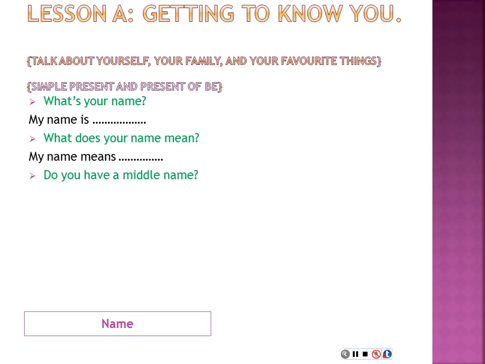So here, do you have a middle name? هل لديك أو هل عندك اسم أوسط؟ Middle أوسط. Middle name usually هو اسم الأب. So do you have a middle name? Yes, my middle name is, for example, John. My middle name is Michael. My middle name is Muhammad. My middle name is Fahd.